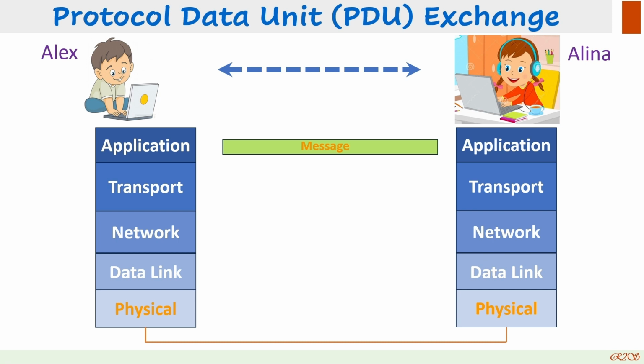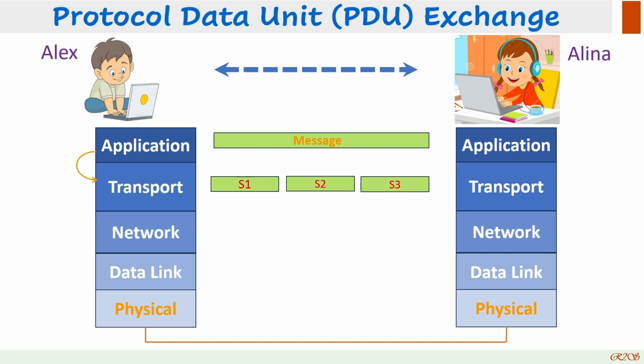Now we are discussing this based on the TCP/IP reference model, because the TCP/IP reference model is actually implemented in networking. Consider Alex is sending an email to Alina, and let's see what happens sequentially in the network. When Alex writes an email and hits the send button, the message is transferred to the transport layer of Alex's laptop.